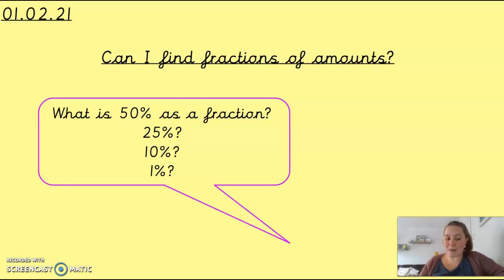Last week we looked at percentages of amounts and today we are going to focus on fractions of amounts. So to start off, pause the video and remind me, what is 50% as a fraction? What about 25%? What about 10%? And what about 1%? And then come back for the answers.